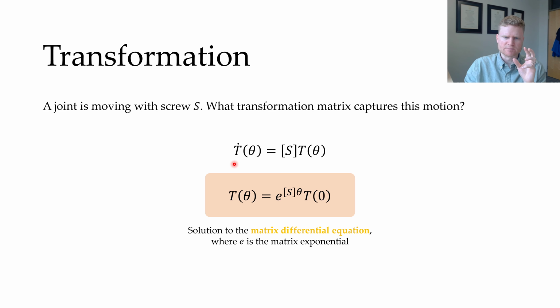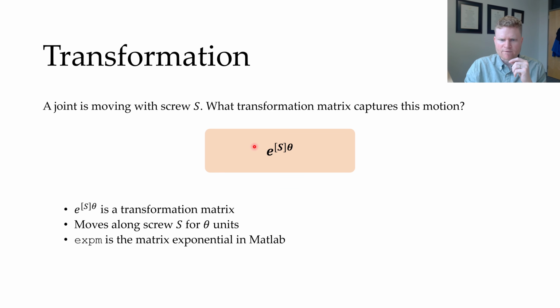If I solve this matrix differential equation, I get the line 2 that you see here, where T of theta is equal to e, the matrix exponential, of bracket S theta times T of 0. This is my original transformation matrix, and this is the resulting transformation matrix after moving joint S by units theta. And again, I really want to focus in on this.